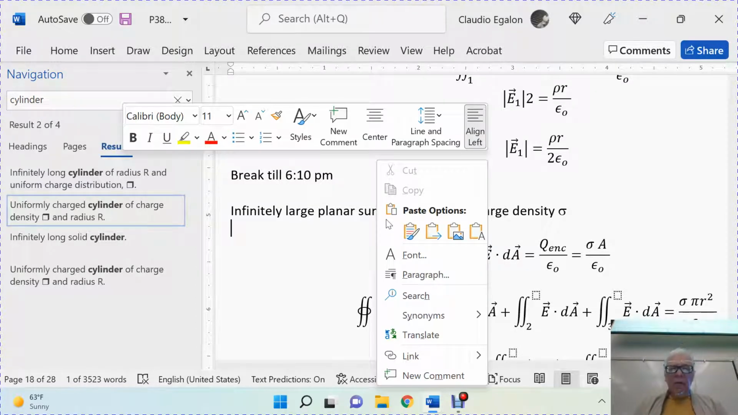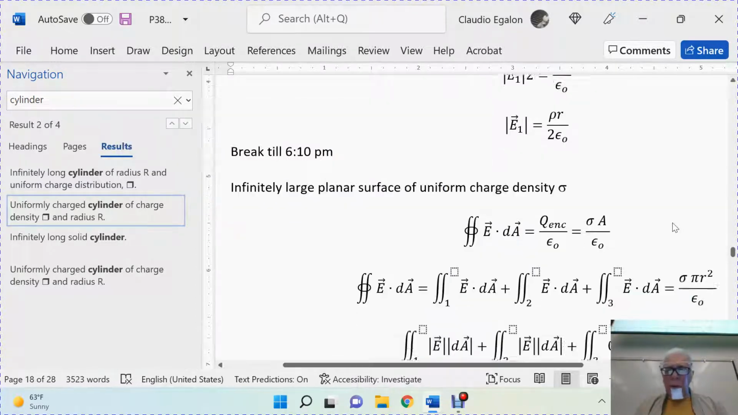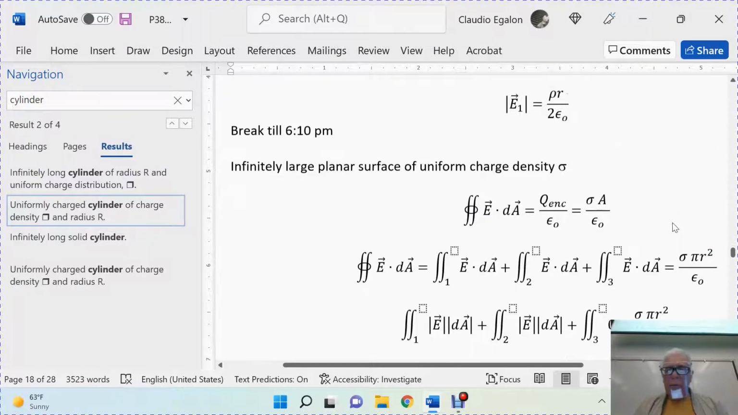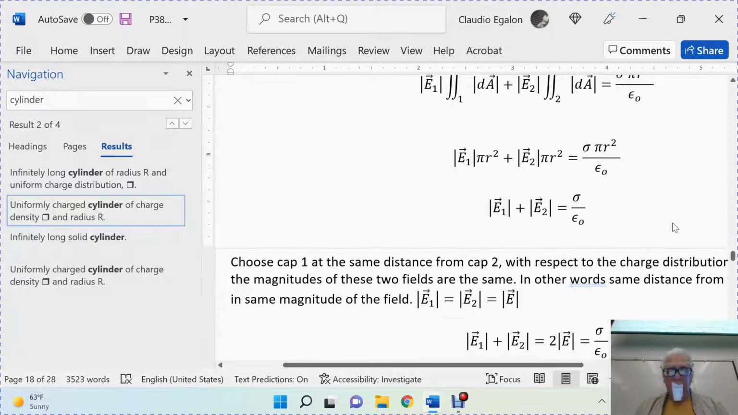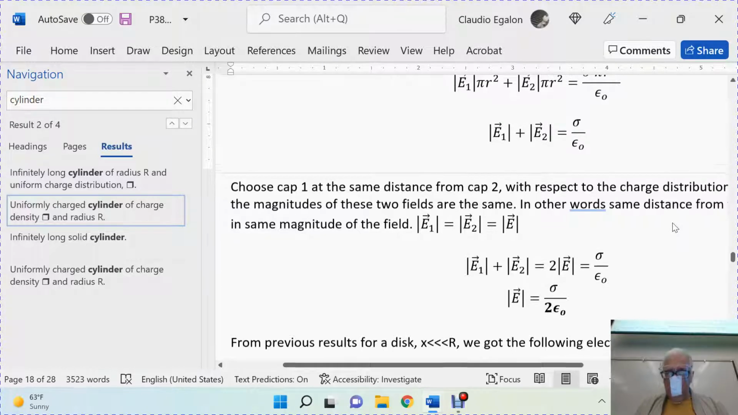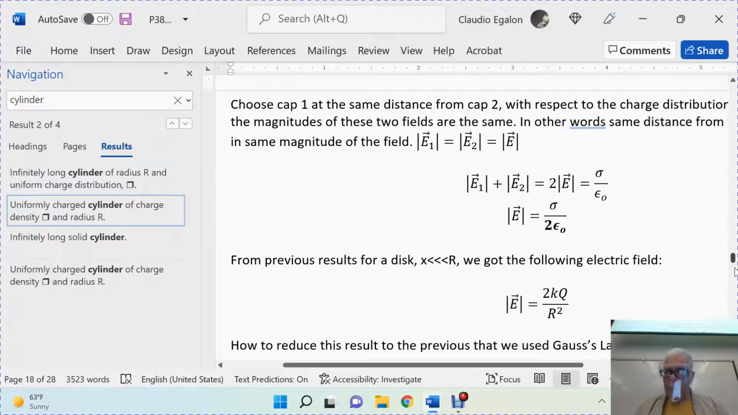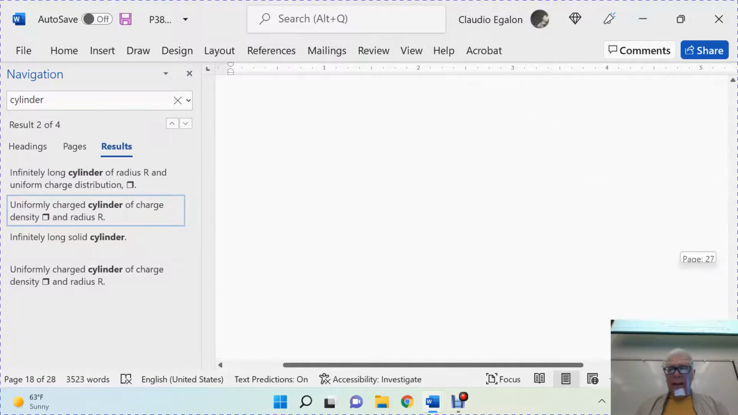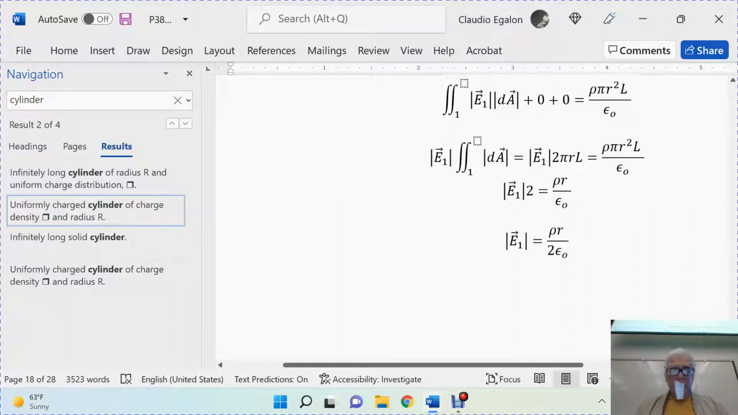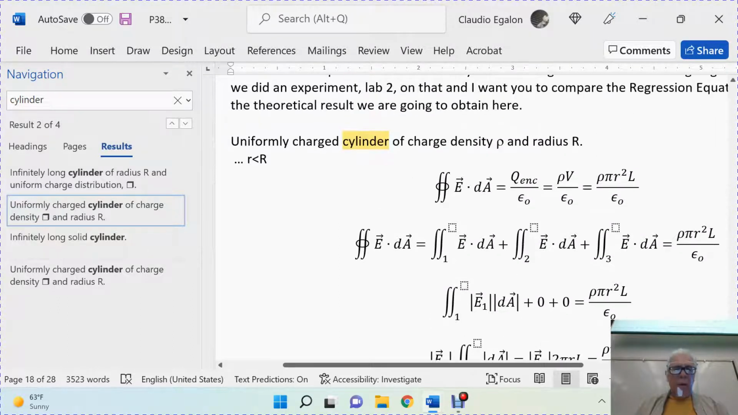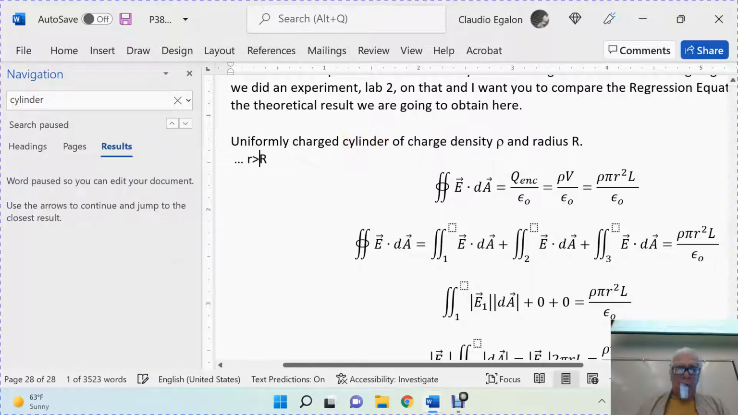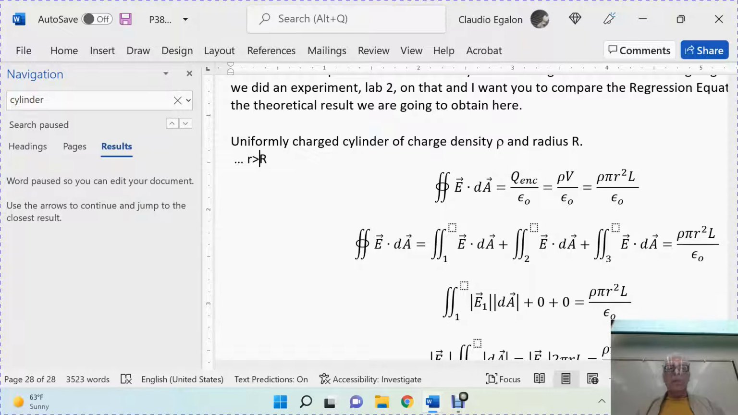I didn't do it for small r bigger than big R. It looks like I have to do that. Let's calculate the electric field. That's for r less than big R; let's do it for r greater than big R. Unfortunately, I didn't do that for the solid cylinder, so I'm going to do that right now.